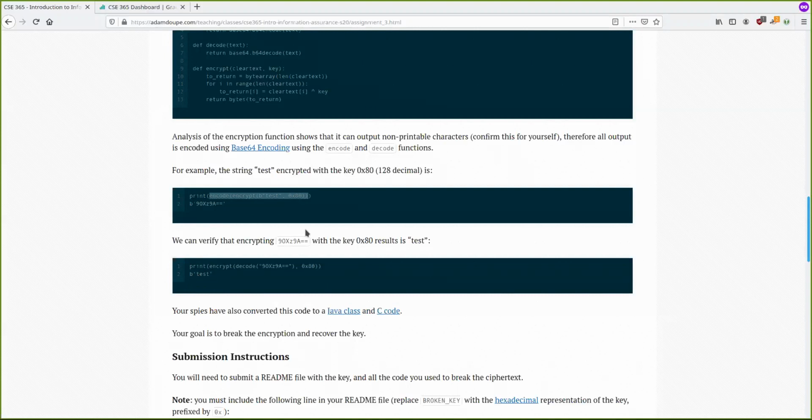I'm just going to try print it out for you. So this B has actually nothing to do with the result of the encryption or the decryption. This string within the quotes is the actual result of the encryption and then the base 64 encoding. The B is just telling you that the result was returned as a byte string.